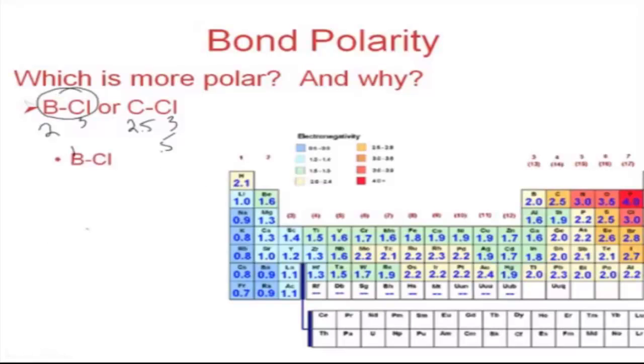If I look at P-F versus P-Cl, it's going to be obvious that it's going to be F because it's further away from the P than the Cl is. But if I actually put numbers to it, P would be 2.2 for both. F is 4. Chlorine is 3. So this is going to be 1.8 for P-F, and 0.8 for P-Cl. Okay. So the P-F is going to be more polar.